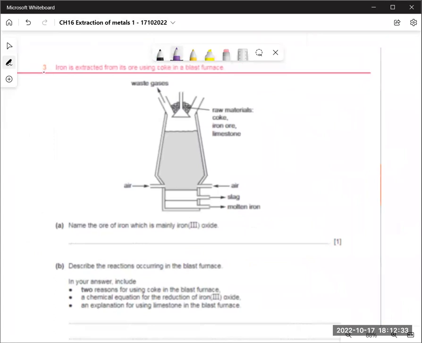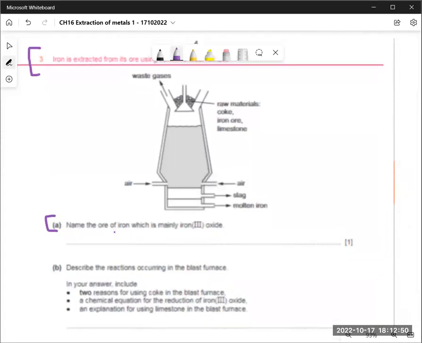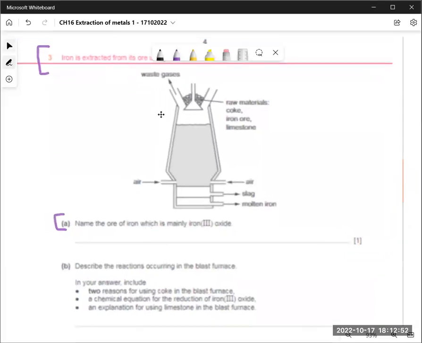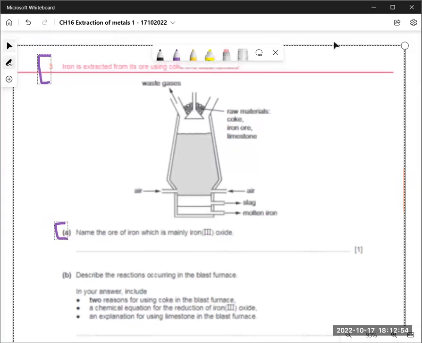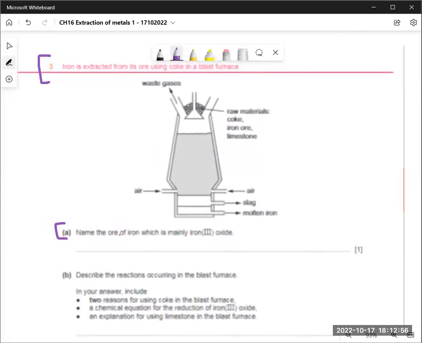Yes, sir. Read the question, Zahra. Iron is extracted from its ore using coke in a blast furnace. Diana, first part. Name the ore of iron, which is mainly iron 3 oxide. Iron 3 oxide. So what is the name of that ore which we have been talking about? Answer.